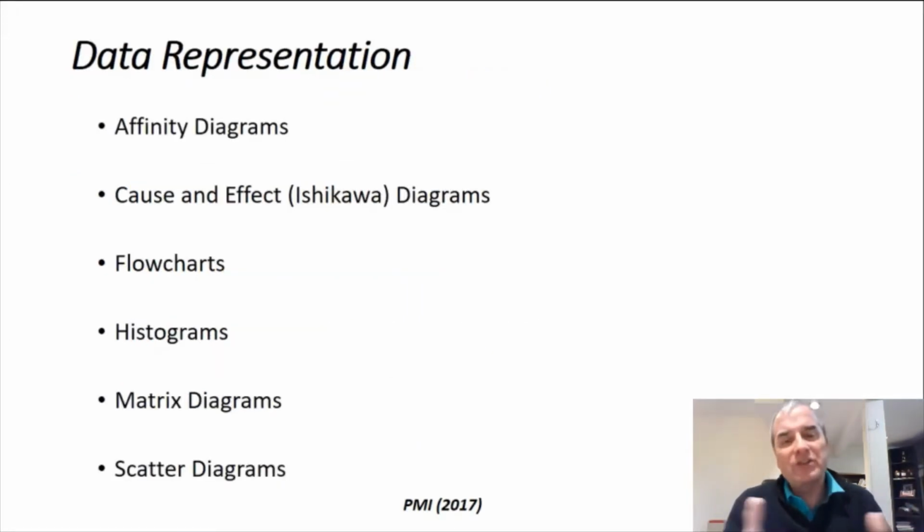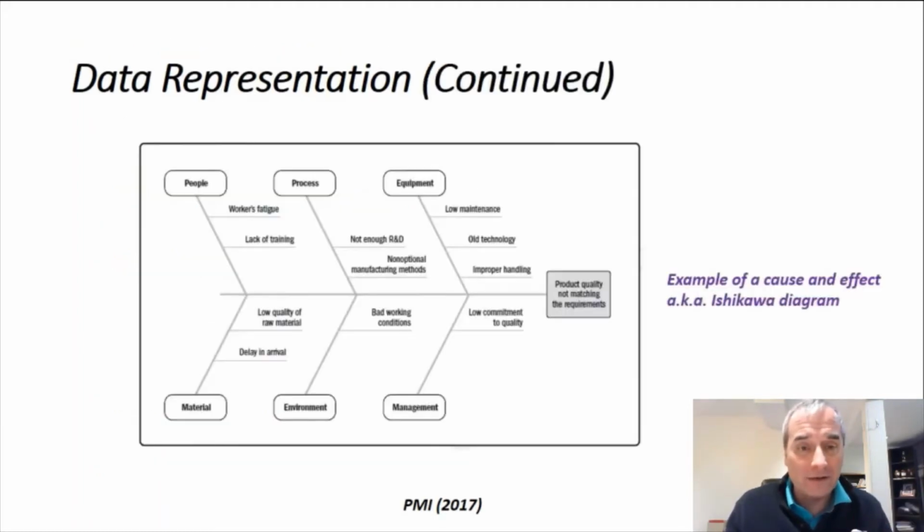Now, we want to assess our quality, and the data is represented in various ways. Affinity diagrams, where quality issues might be grouped by similar types. Cause and effect, otherwise known as Ishikawa diagrams. I'm going to show this because it's a very important concept. Flow charts, histograms, which we can picture from our statistical analysis. Matrix diagrams, scatter diagrams. Again, a scatter diagram, we can plot those, very statistically oriented.